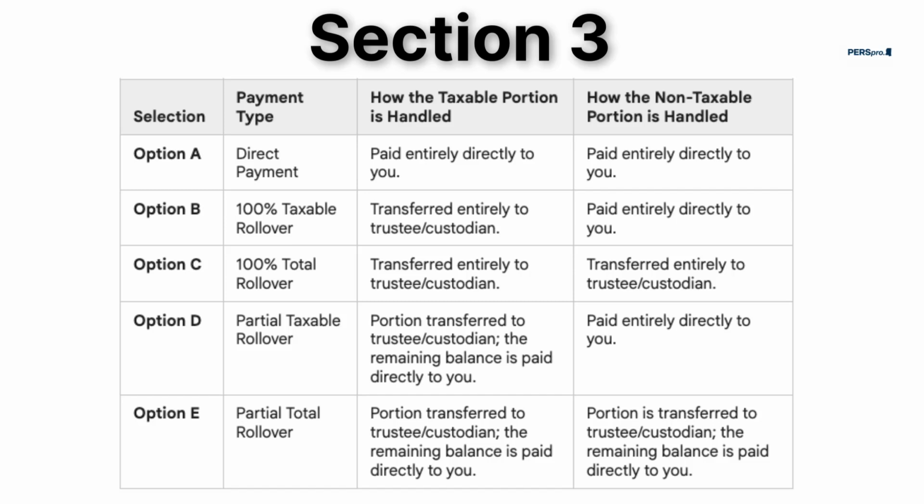Option E, partial direct rollover transfer of taxable and non-taxable distributions. PERS will directly transfer some of the taxable portion and some of the non-taxable portion of the partial lump sum to a trustee or custodian of an eligible retirement plan. The trustee or custodian must keep the taxable and non-taxable portions of the rollover separate. The remaining taxable and non-taxable portion of the partial lump sum would be sent directly to you.